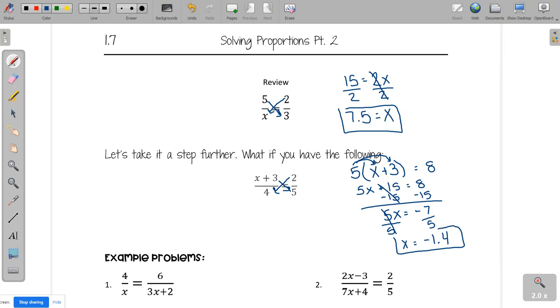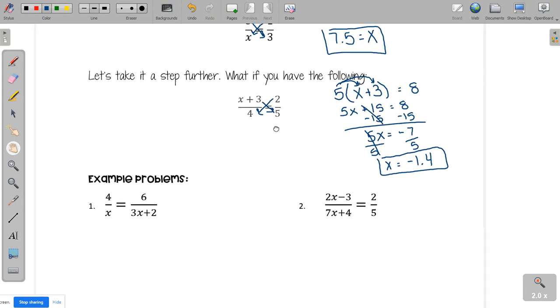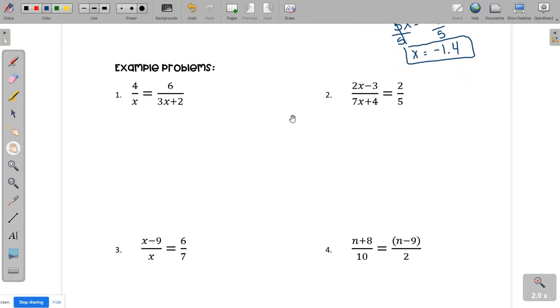Do not be afraid when you get decimal answers or a fraction answer, because we could have left this as negative 7/5. Same thing as above, could have left it as 5/2. I just like to convert into a decimal when we're dealing with ratios, because you don't want to have a fraction inside of a fraction. So it's easier to look at it that way.